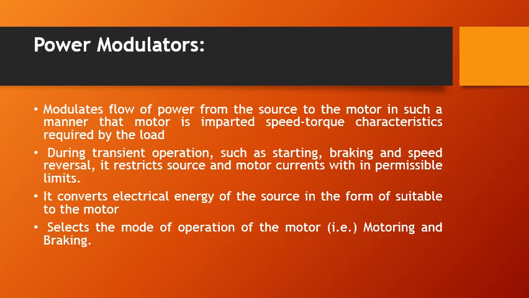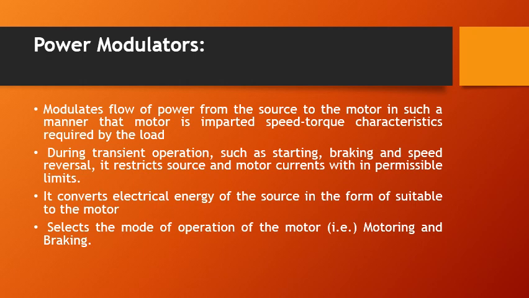Then the most important part is the power modulator. The power modulator performs one or more functions. First, it modulates the flow of power from the source to the motor in such a manner that the motor is imparted the speed torque characteristics required by the load. Second, during transient operation such as starting, braking and speed reversal, it restricts the source and motor current within the permissible values.